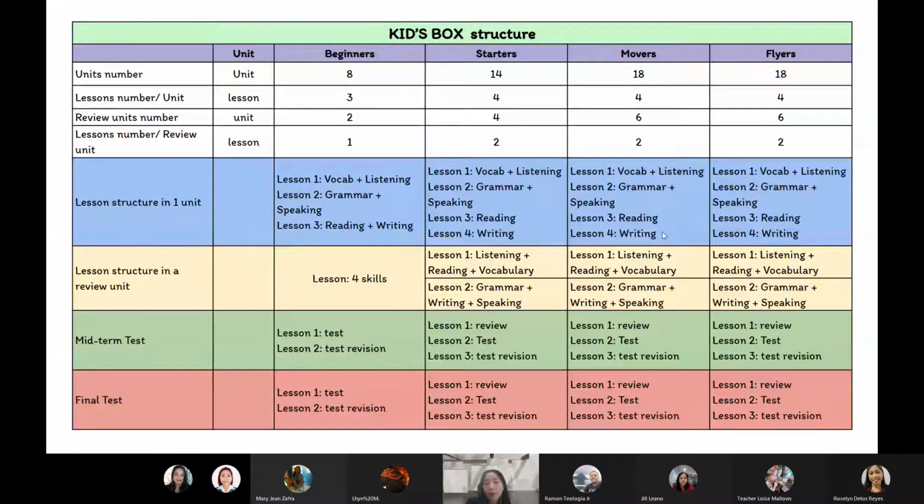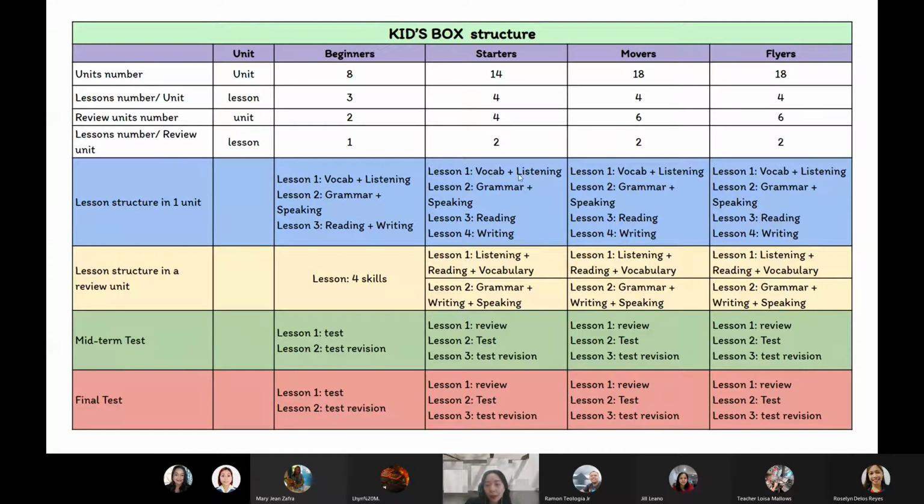Okay, so this is the Kid'sBox structure. You can see here, I will just stress some differences between each level. For example, in beginners, one unit is divided into only 3 lessons. But for starters, movers, and flyers, they have 4 lessons in one unit. And each unit will practice a main skill.